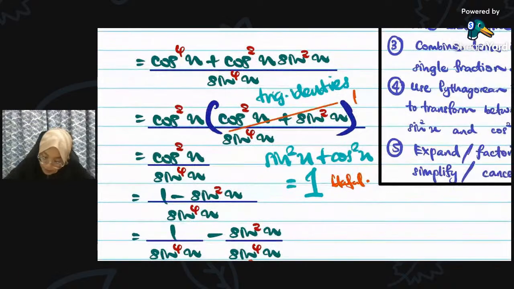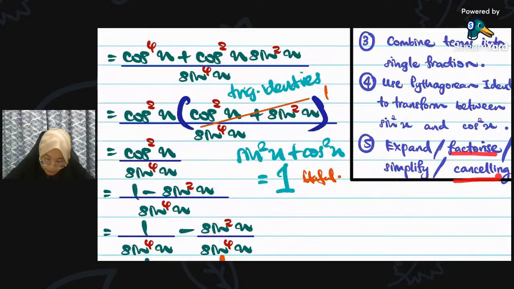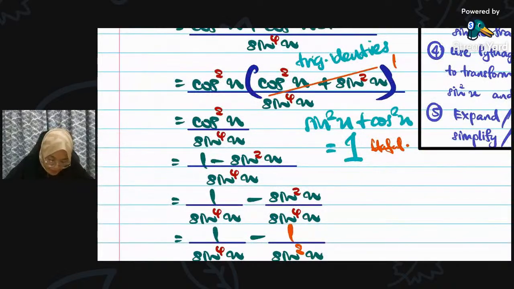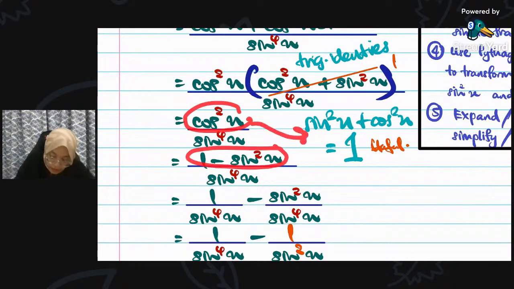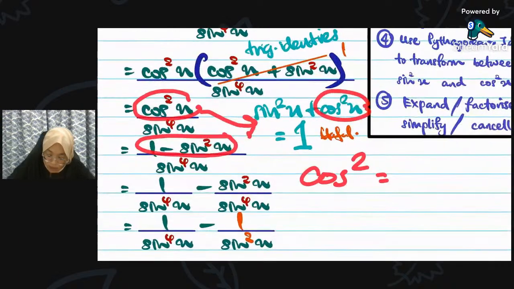Inilah tips dia. Tadi kan dia kata factorize, lepas tu cancel. Kadang-kadang cancel dulu baru factorize. Up to the questions yang mana sesuai lah kan. And in the end, dapatlah cos squared over sine to the power 4. And then here we go. We use trig identity again. I just jadikan cos squared sebagai subjek. Bila jadikan cos squared sebagai subjek, dia akan dapat 1 minus sine squared x.